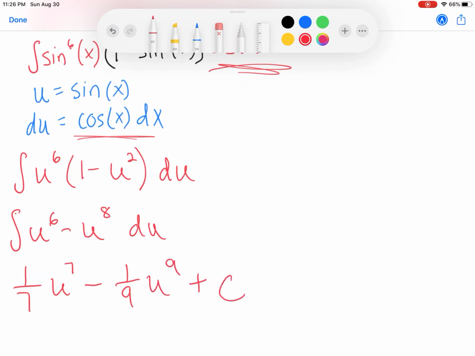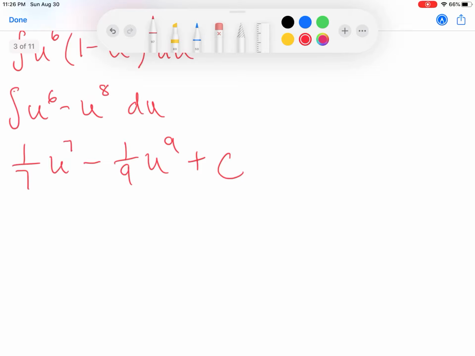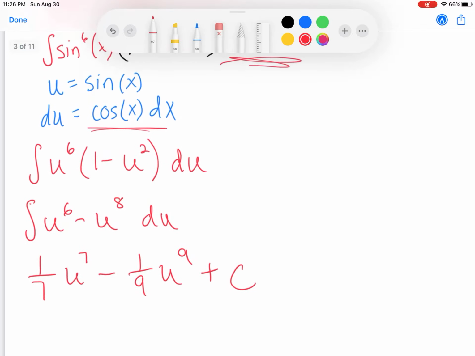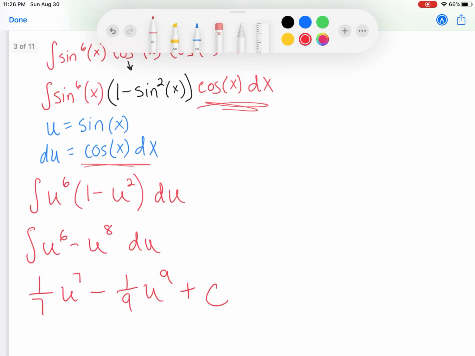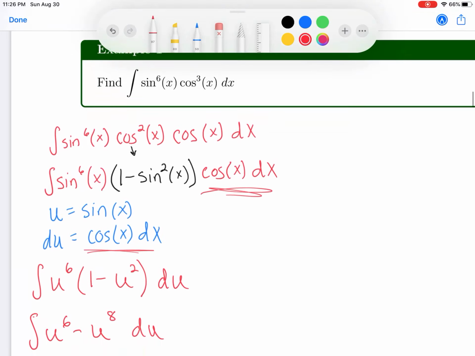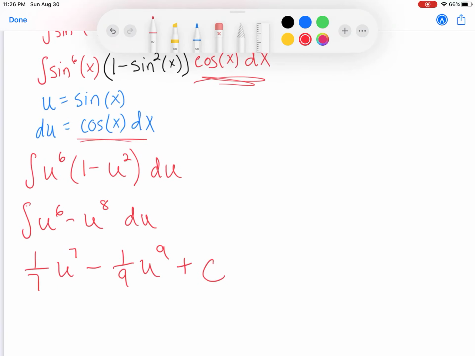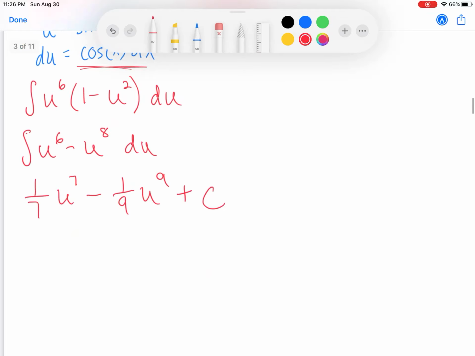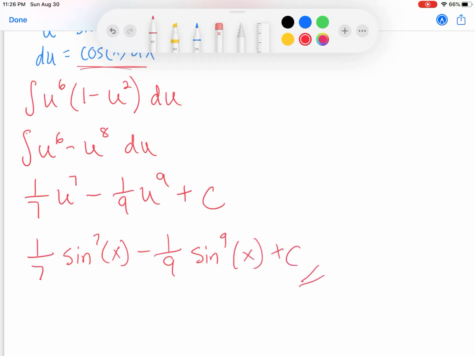Oh man, it's like a knife going through hot butter, right? Okay, I apologize. Let's continue. So should we leave it like this? Is this good? No, it's not. Unfortunately, we do have to return to the variable that we started in. We did not start off in terms of u. We started in terms of x. What was u? U was sine x. Let's go back and replace. So our final answer here is going to be 1/7 sine to the 7th x minus 1/9 sine to the 9th x, and then our plus c, and we are done.